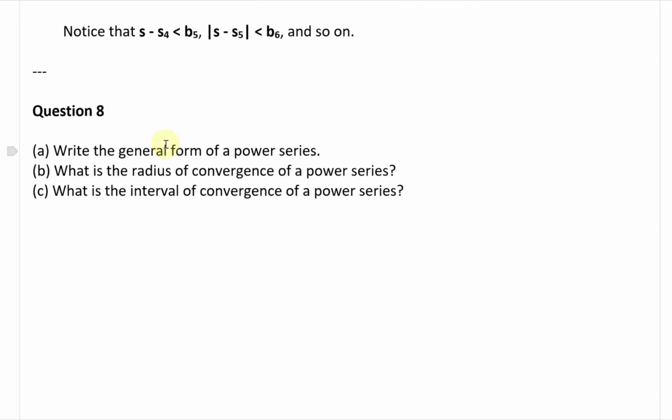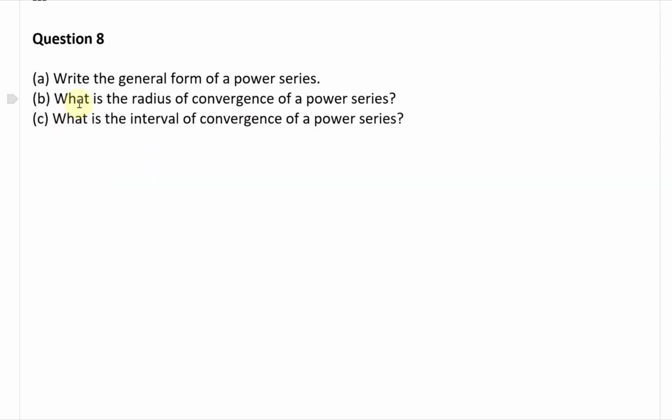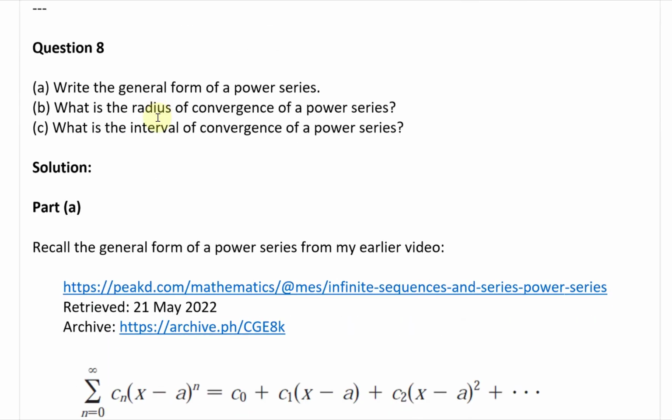And question 8 states, write the general form of a power series. And then part B says, what is the radius of convergence of a power series? And then part C, what is the interval of convergence of a power series? All right, so now let's take a look at the solution. So let's look at part A.